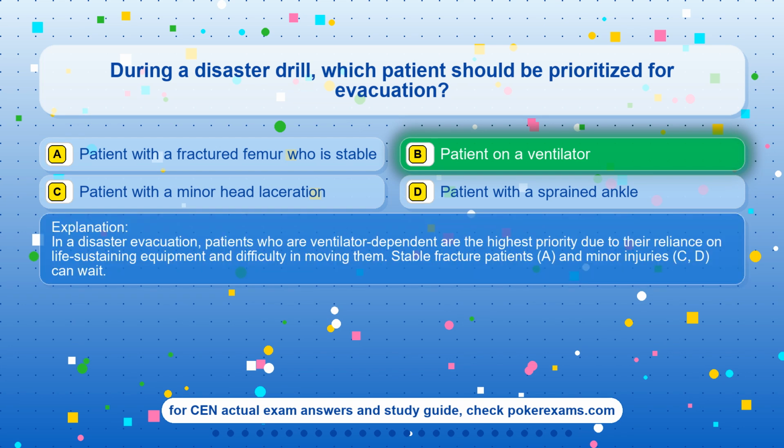In a disaster evacuation, patients who are ventilator-dependent are the highest priority due to their reliance on life-sustaining equipment and difficulty in moving them. Stable fracture patients, A, and minor injuries, C, D, can wait.